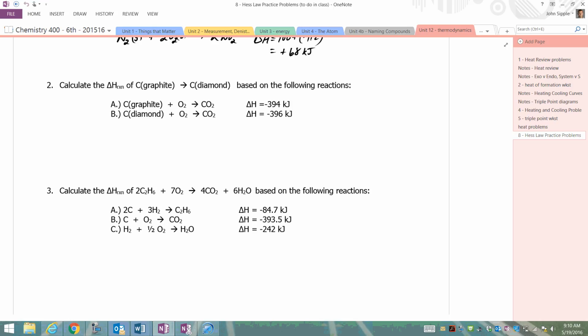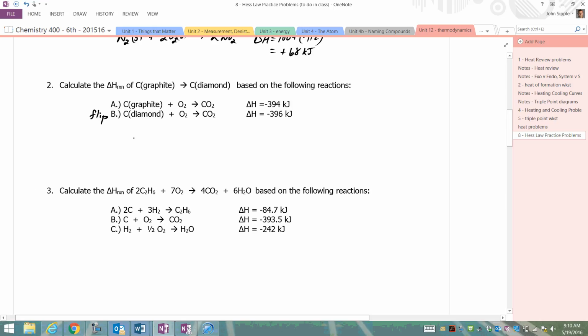So we look at these. Graphite is on the reactant side in this first reaction, written like that, so that works. Diamond is on the product side though, right? The only place we have diamond is in this reaction here, and it's on the reactant side. So what we need to do is flip this one over.